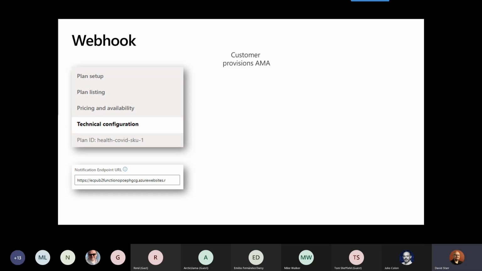Okay. So what's going on here? Customer provisions in Azure Managed Application. It's done. The webhook is called with a status. That is to say, what is the status of the deployment? And it could be that it was successful. It could be that it failed. And we'll take a look at the payloads in just a minute. The webhook returns a 200. We're good to go. Everything's fine.